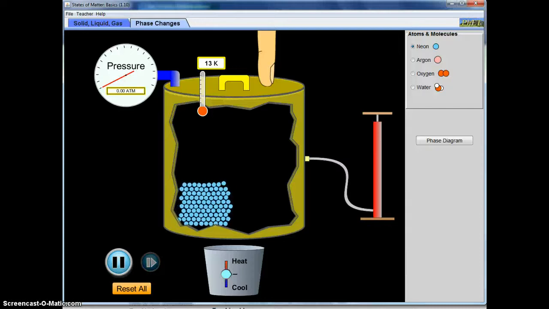Okay, back again with this cool little animation from the University of Colorado in Boulder, and I'll put the link down below so you can go to the website yourself and play around. What this is showing is the relationship between heat and pressure, as well as the number of molecules within a container.